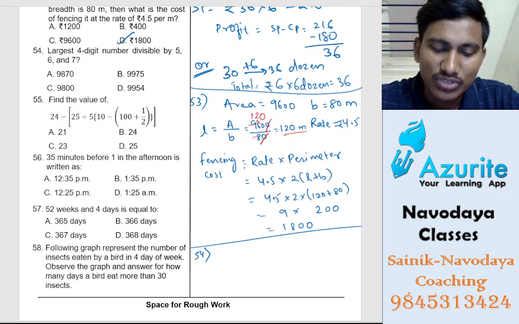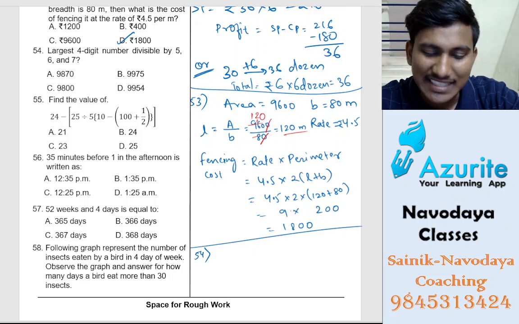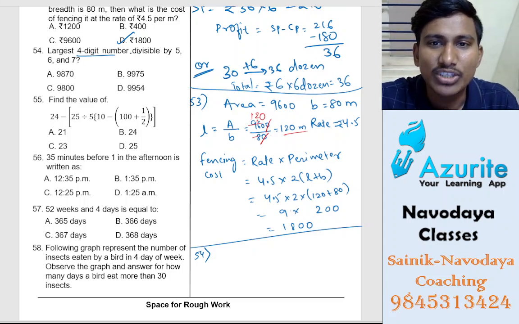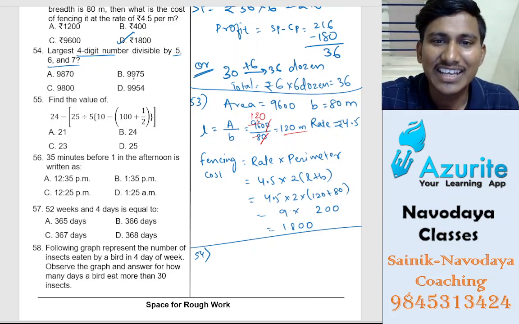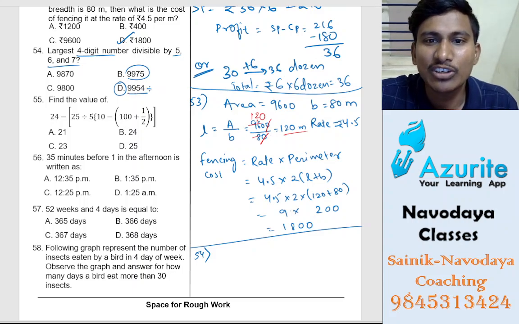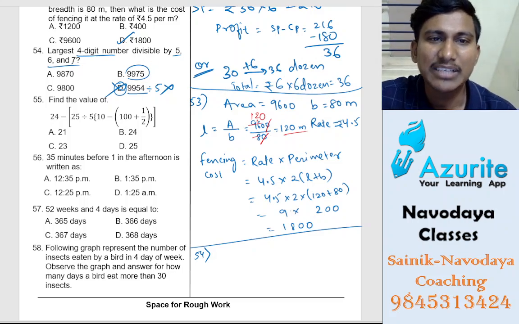So if you see 54 question, it is easy. Will you do homework? Largest 4 digit number which is divisible by 5, 6, 7, you go with options. So which is the largest? Here 9975 is the largest. So here D option is there at 9954. It will not be divisible by 5, so not the answer. Now divisible by 5, so if you go with 9975, will it be divisible by 7?